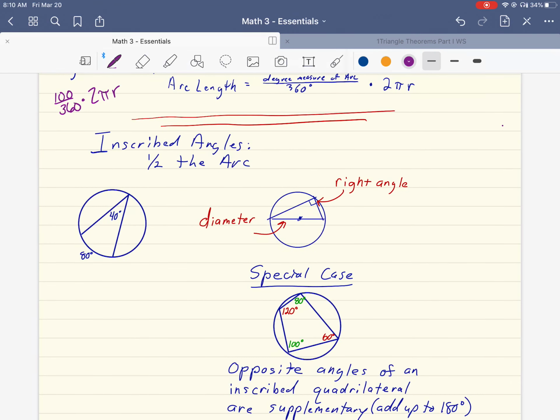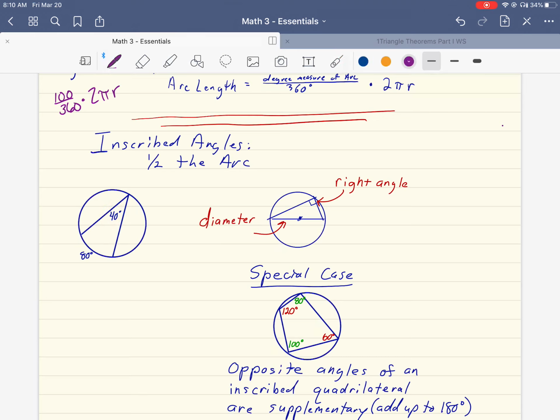Inscribed angles. So inscribed angles and inscribed quadrilaterals, which is what you're doing today. An inscribed angle means that the vertex of the angle is on the circle. So notice it's right there on the circle. When we do that, the angle is going to be half of the arc it creates. So if this angle is 40, the arc it creates has to be 80.